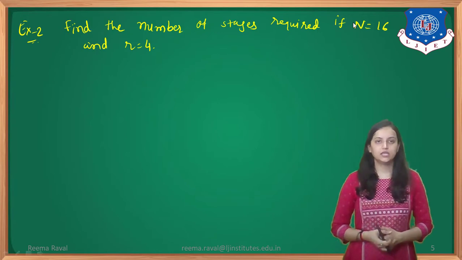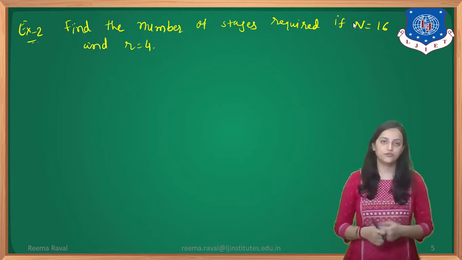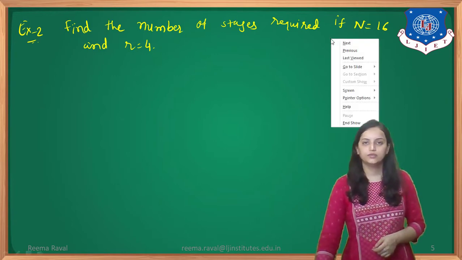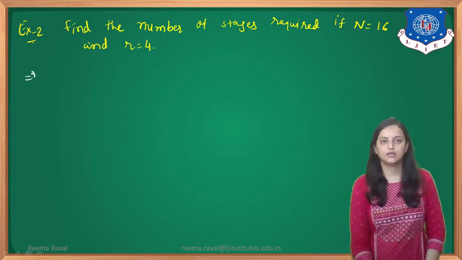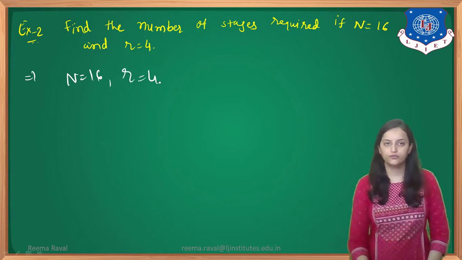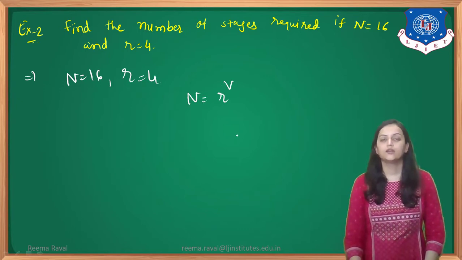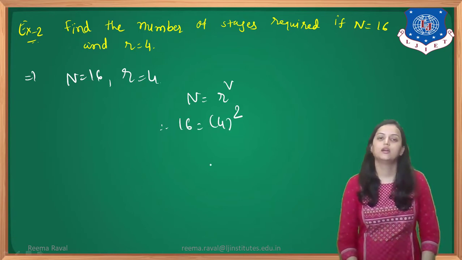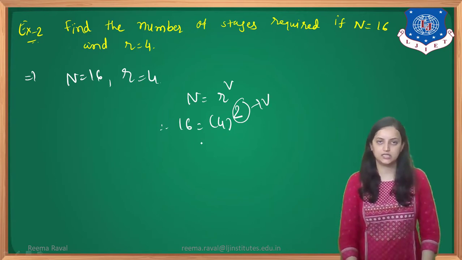So the next example is to find the number of stages required if n equals 16 and the base given to us is 4. So again we are going to do the same procedure. Let us start with the data which is given to us. Here, n equals 16 and r equals 4. Using the formula n equals r raised to v, we can say that v equals 2, because 4 raised to 2 gives 16.